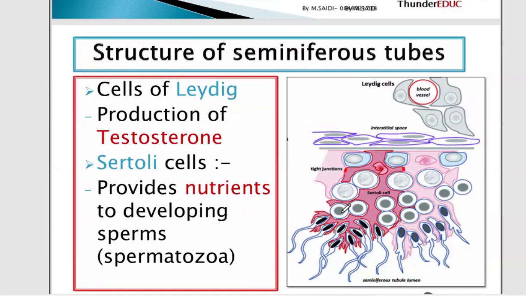When you cut the testis, unfortunately, you can't see me, but if you have a bottle of Coke, you cut it in the middle, and then you look at it like this in front. That's the cross section of what?